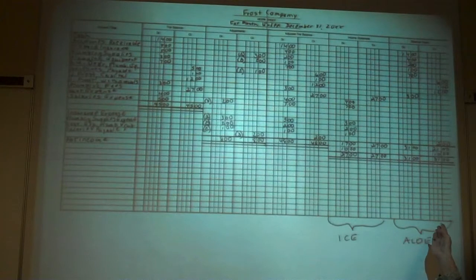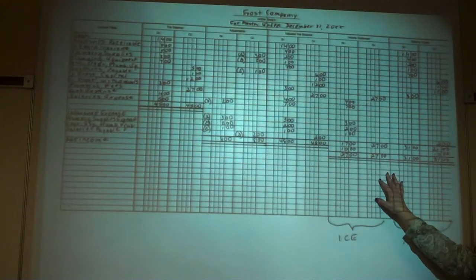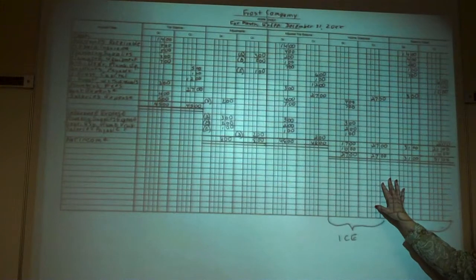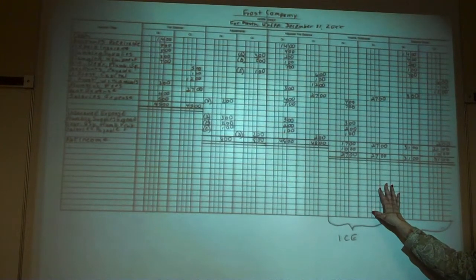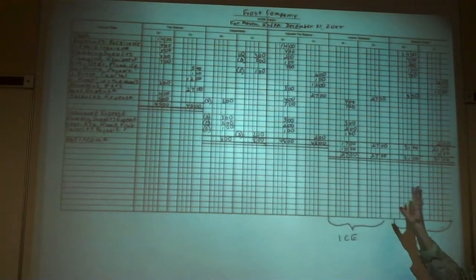What do we do with this? We use that for the financial statements. We're going to use it to help us create the financial statements. All of the numbers that we need are on here now. Do all businesses have to do a worksheet? No. What was the term that they used in our book? They called it scrap paper.